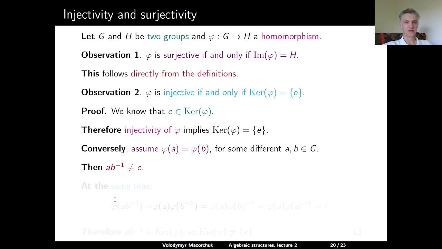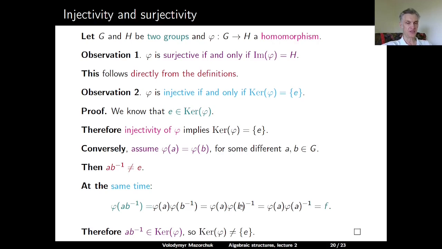Then AB inverse is different from E, because A and B are different. At the same time, phi of AB inverse is equal to phi of A times phi of B inverse, because phi is a homomorphism. This is equal to phi of A times phi of B inverse, because phi maps inverses to inverses. But phi of A is equal to phi of B, so we can rewrite it as phi of A times phi of A inverse, and this is equal to the identity in H. So by definition, this means that AB inverse belongs to the kernel of phi, and that's an element which is different from the identity, and this means that the kernel of phi is different from the identity. So this completes observation 2.